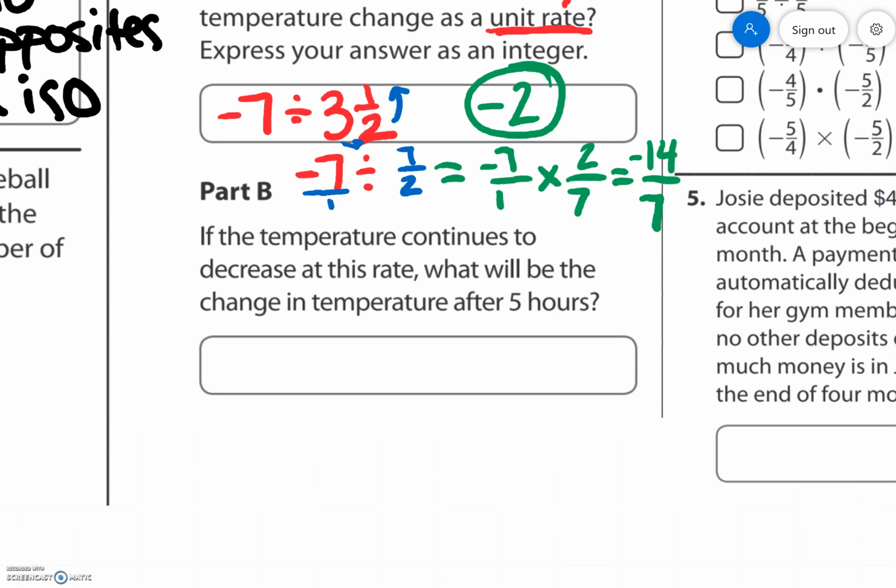If the temperature continues to decrease at this rate, what will the change in temperature be after 5 hours? Well, we just found out that it goes by -2 for each hour. So I'm going to take -2, multiply by 5 to get -10.